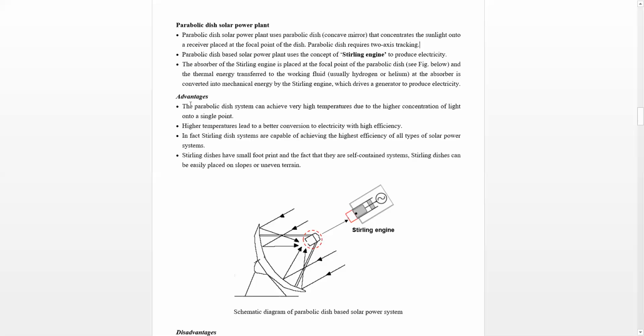Now I'm going to discuss the advantages of the parabolic dish solar power plant. The parabolic dish system can achieve a very high temperature due to high concentration of light onto a single point. I think I don't need to explain this point. Obviously, since all the energy is being concentrated on one small area, the temperature would be very high. Higher temperature leads to better conversion to electricity with high efficiency.